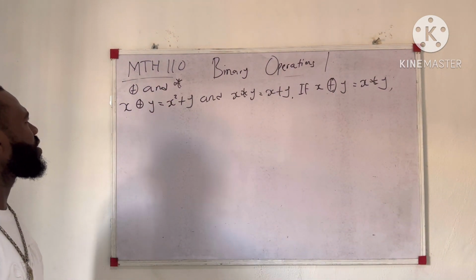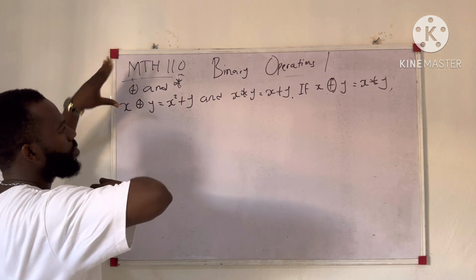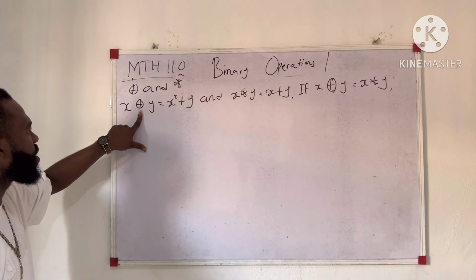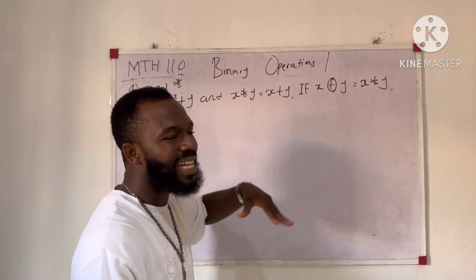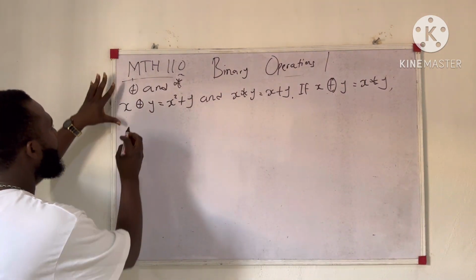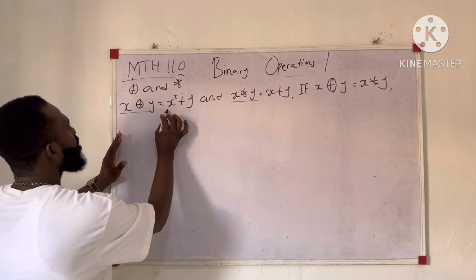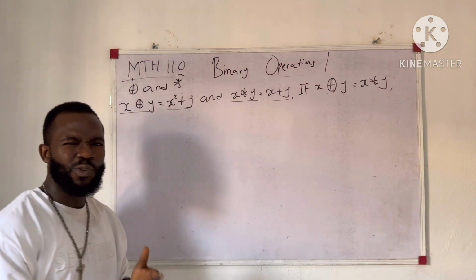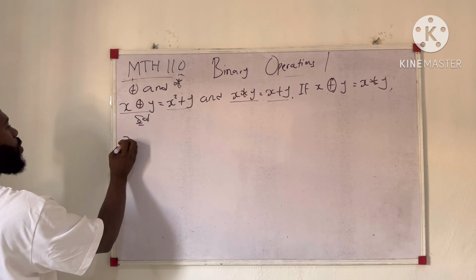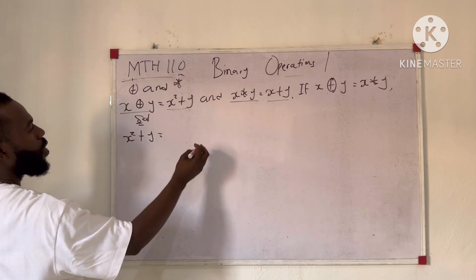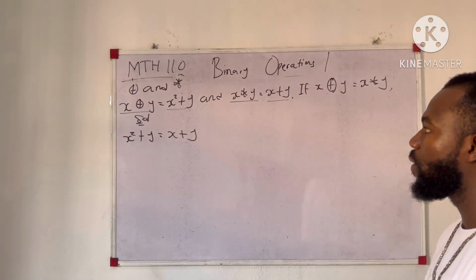Class, let us take a look at this question and see what we can do here. First of all, we're given two operations, 1 and 2. Now watch. The first operation says x operation y is x squared plus y. And the second operation says x operation y again is now x plus y. But we were told that if this operation is equal to this operation, what does that mean? If x squared plus y is equal to x plus y, simple as that. So let's go. Solution. X squared plus y is equal to x plus y. That's what it means.